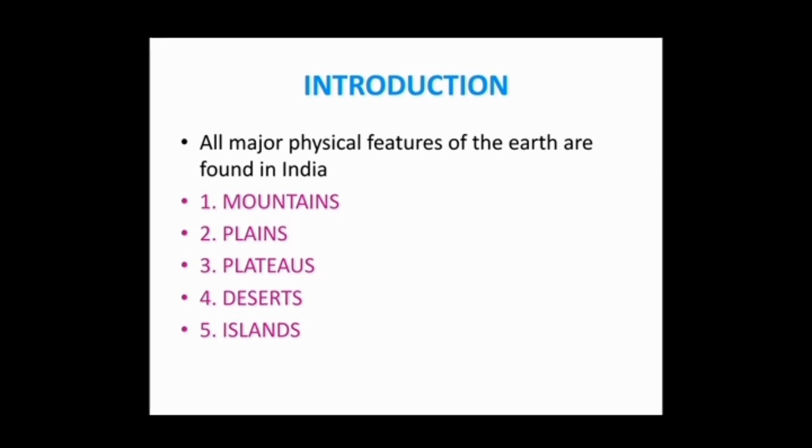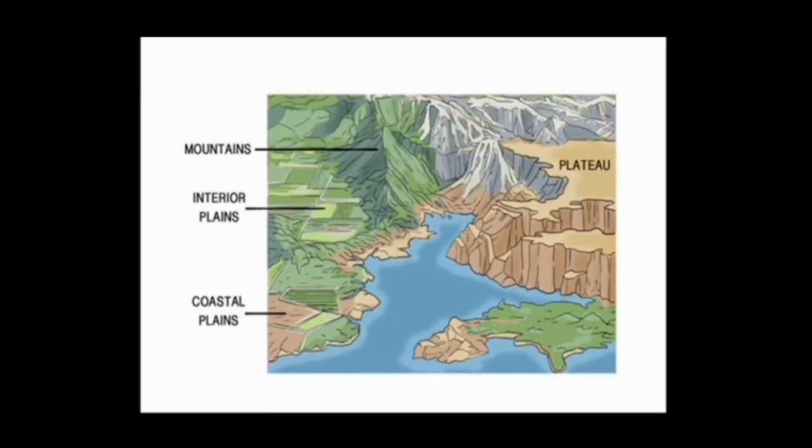So, all the major physical features of the earth, like your mountains, plains, plateaus, deserts, islands, these are found in India. So, India is having a rich physical variety. It is having all the major landforms right from north to south, east to west. It is very diverse in terms of physiography. As I said, it is having mountains, plains, plateaus, deserts and as well as islands.